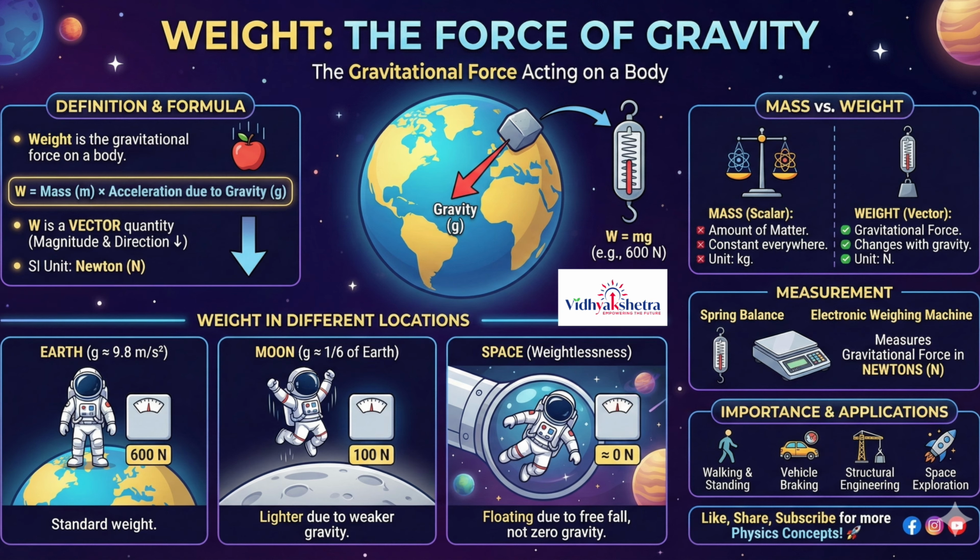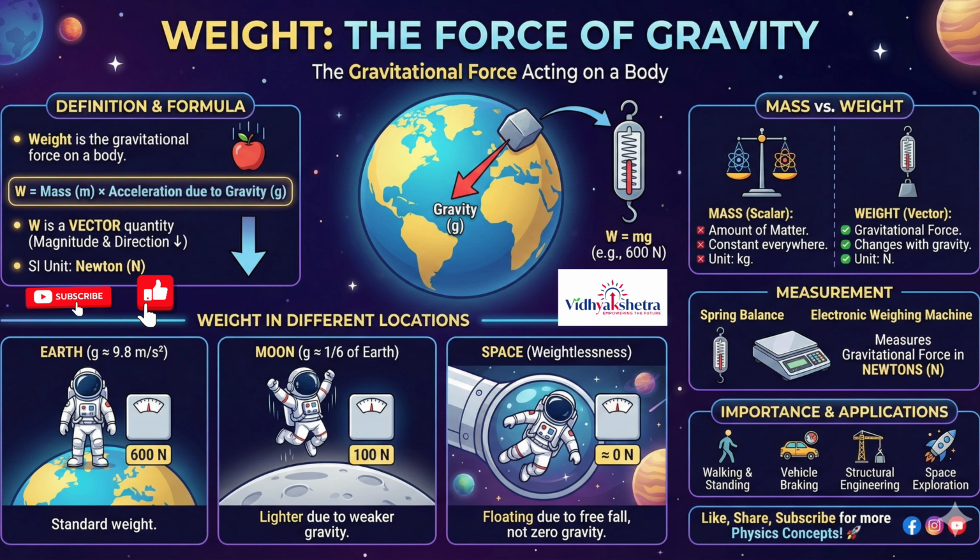Weight as a force quantity. Weight is a force, and therefore, it has both magnitude and direction. It is a vector quantity. The direction of weight is always towards the center of the Earth. This is why objects fall downward when dropped.